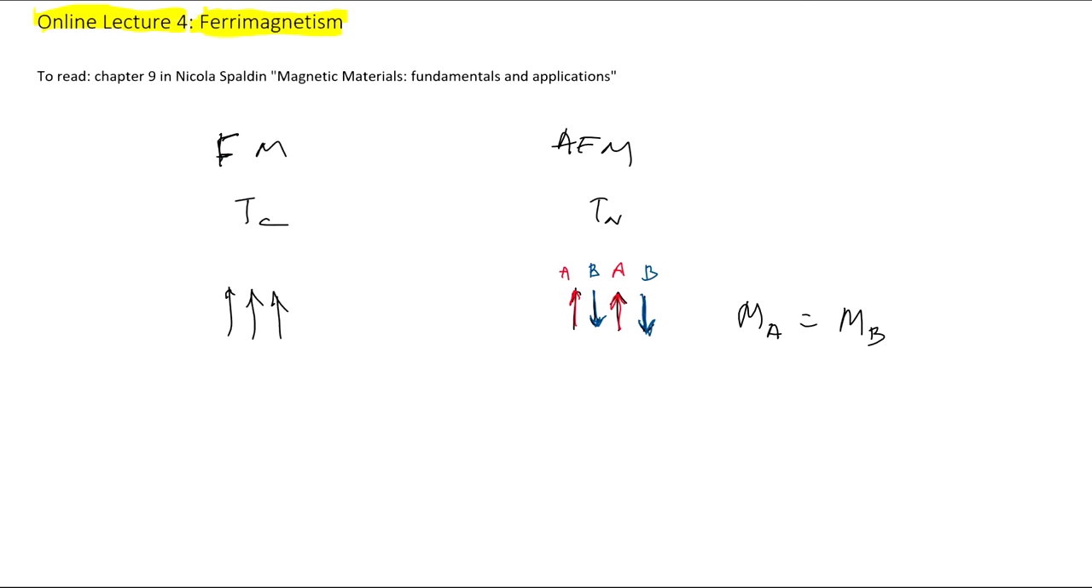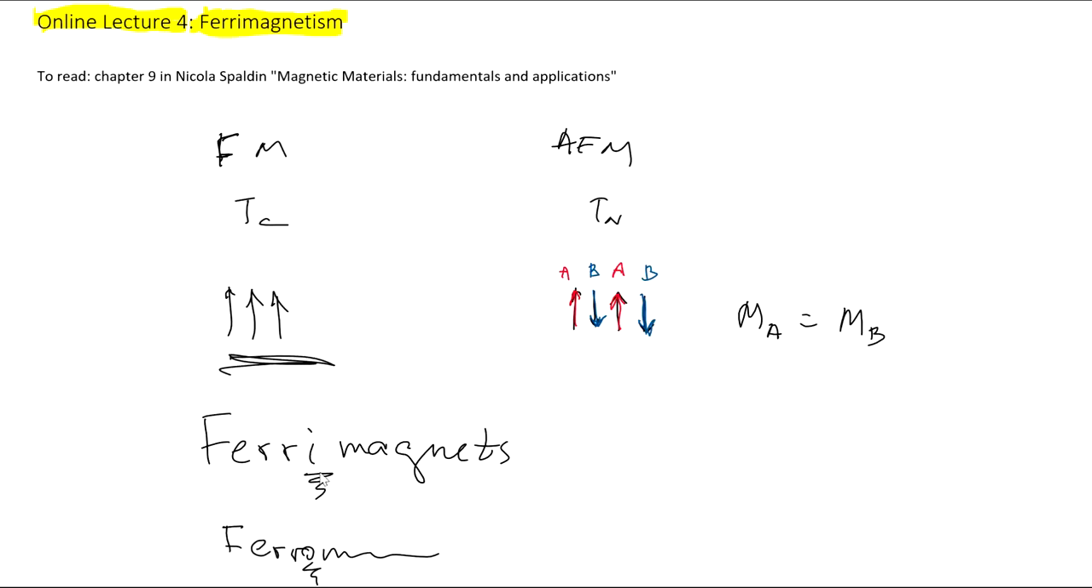Now, there is a set of materials which are called ferrimagnets. It's important, this I is important because it's not ferromagnet. You see, ferromagnet, this I changes. A ferromagnet is all collinear. Ferrimagnets are the class of materials I would like to talk about right now.